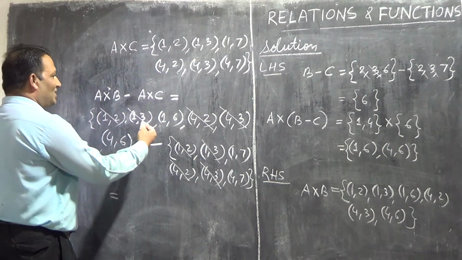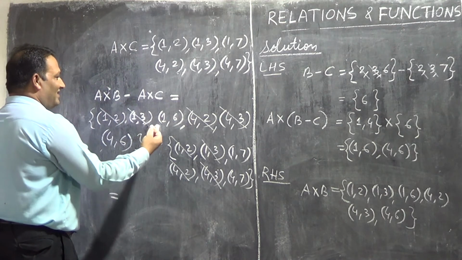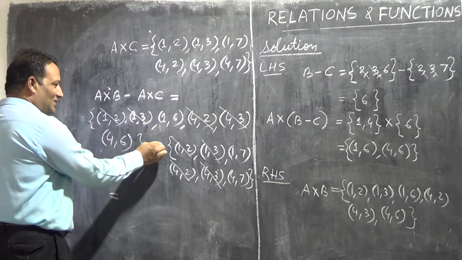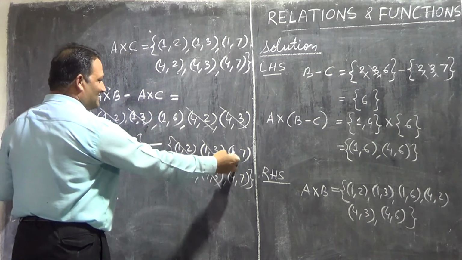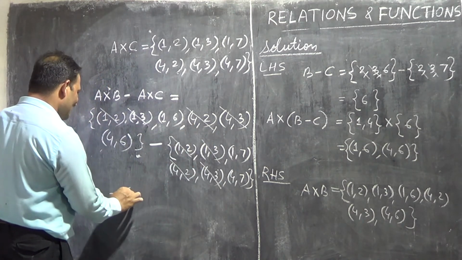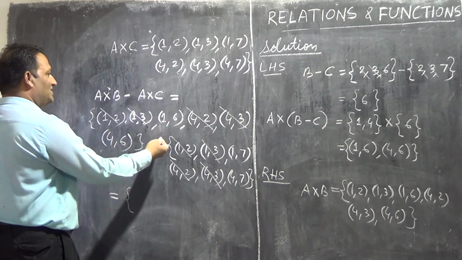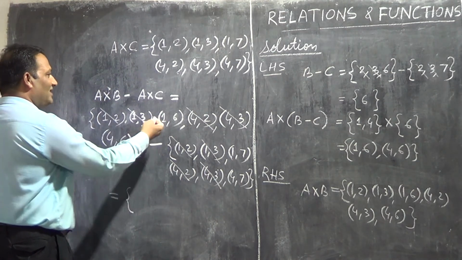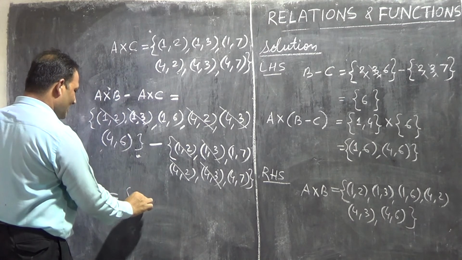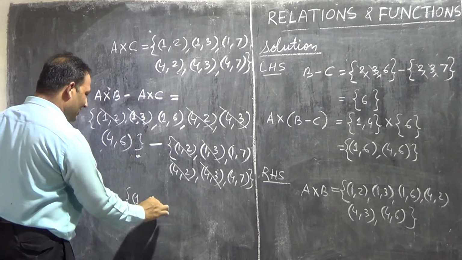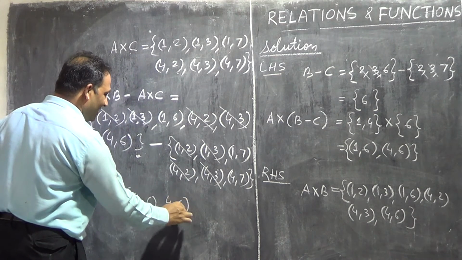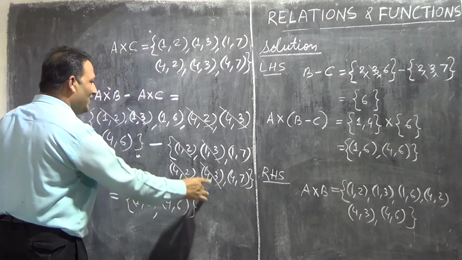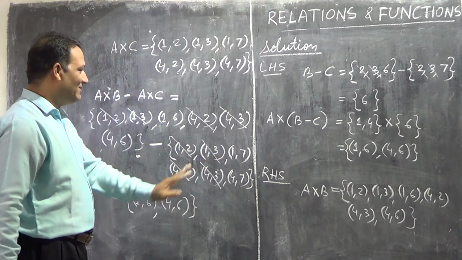So I will write only the ordered pairs which are left before the minus sign. After the minus sign, some are left out, but I have nothing to do with that. I will write which are left out before the minus sign: (1,6) is one ordered pair, another ordered pair is (4,6). I have nothing to do with (1,7) and (4,7).